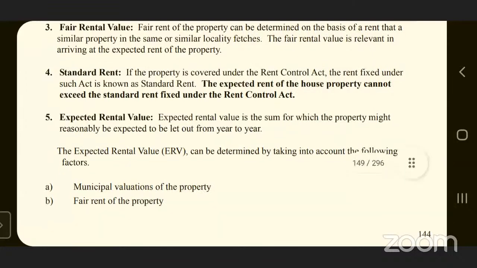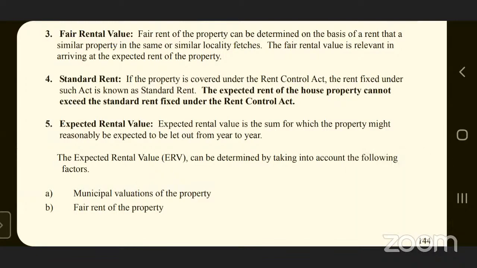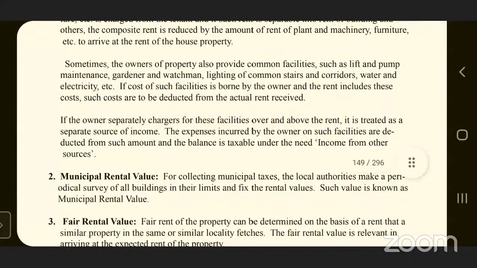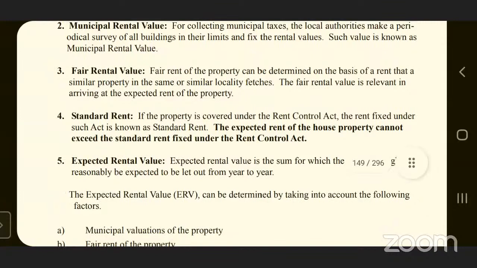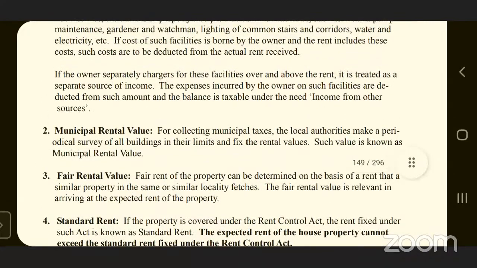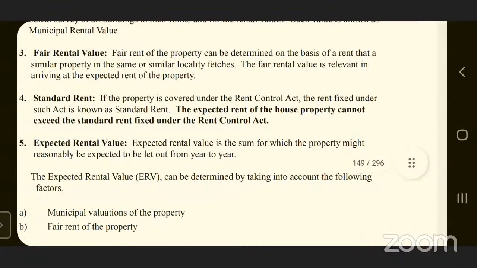Next one is expected rental value. So all the terms are important. Unless and until you are familiar with these words, we cannot calculate the gross annual value, which is the starting step to compute the income from house property. When we come to know the four mentioned words, it is easy to compute expected rental value.